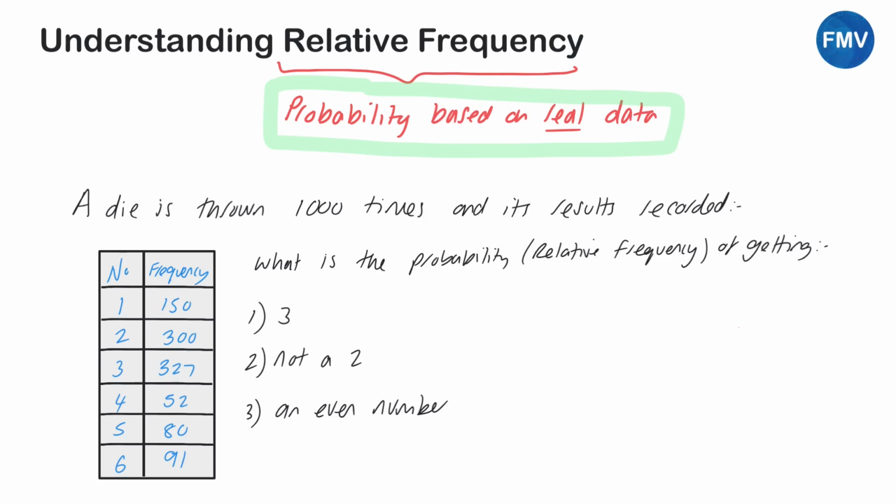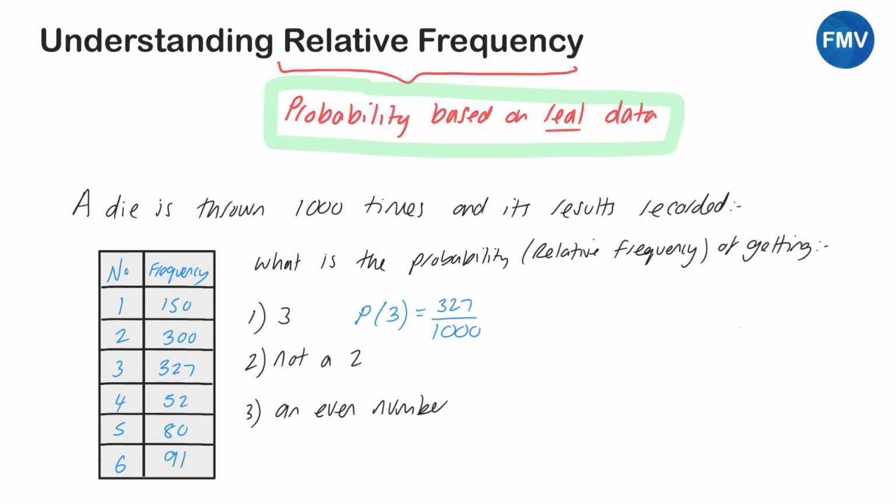We just treat relative frequency as we do probability. So we can say, what is the probability in this case of getting a 3? You could put RF. I'm going to still stick with the probability of getting a 3 based on this information is equal to, well, 3 occurs 327 times. So it's 327 out of 1,000.